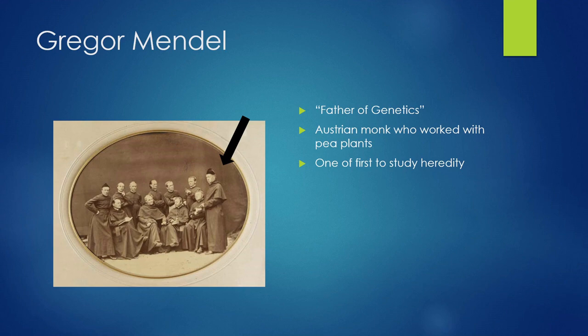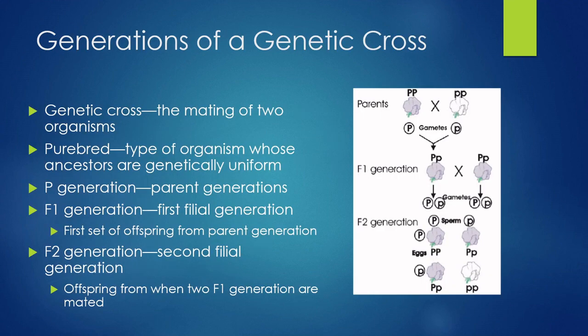He really was the first person to study it, and he came up with a couple conclusions. Remember that a cross is the mating of any 2 things, and we have different terms for the generations. We have P generation, which is the first generation, F1, which is their children, and then F2 is the grandchildren.